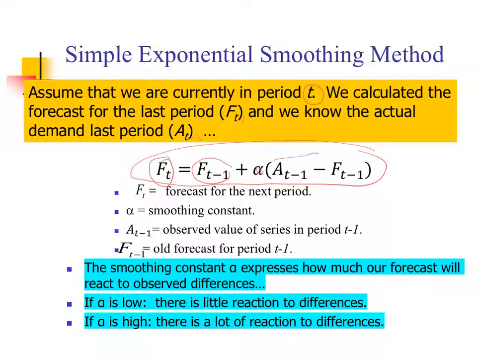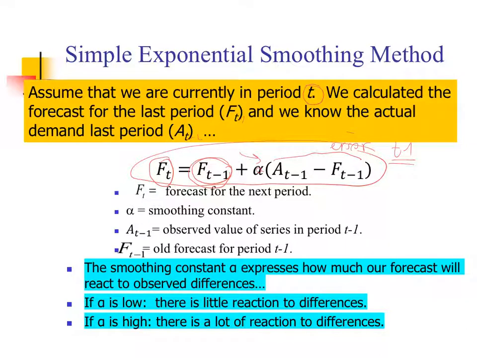So as you see, this is the error. This is the error we made in T minus 1, the previous period. What we are doing is updating our previous period's forecast, giving some weight to the error that we made in the previous period. That's what the exponential smoothing method does, okay?